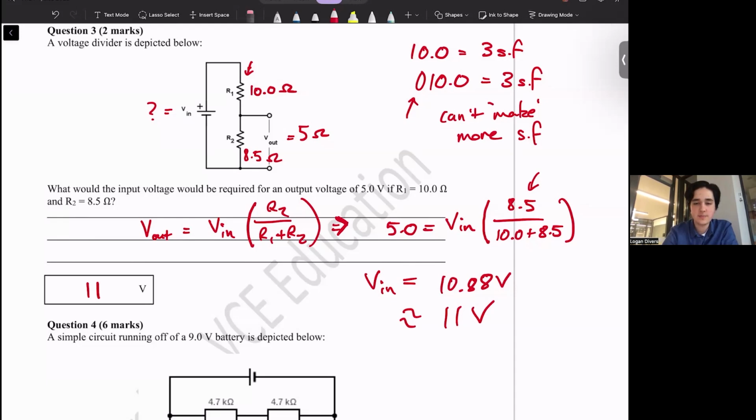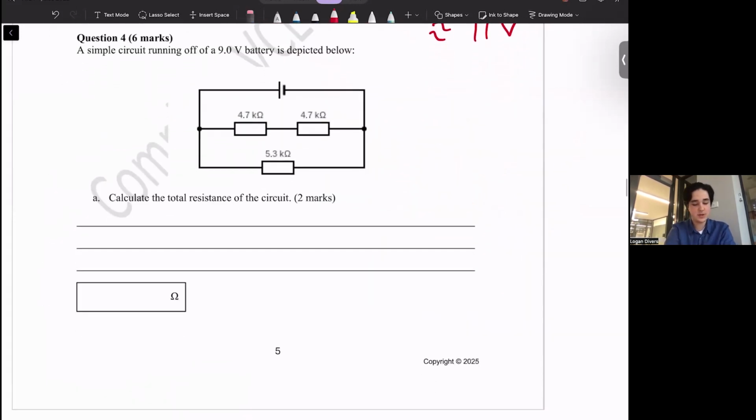Next question. Question 4. We have a simple circuit running off a 9-volt battery here. Well, here's what I was talking about. Battery symbol and DC power supply symbol are virtually indistinguishable. So anyways, we have to calculate the total resistance of this circuit. Fairly straightforward question. So we just need to break this up into 2 branches. We have branch 1 and branch 2.